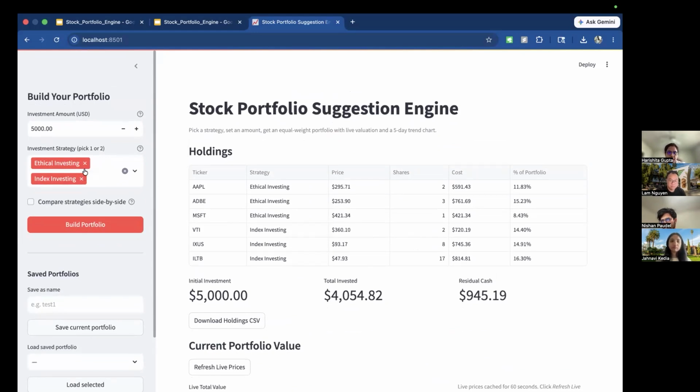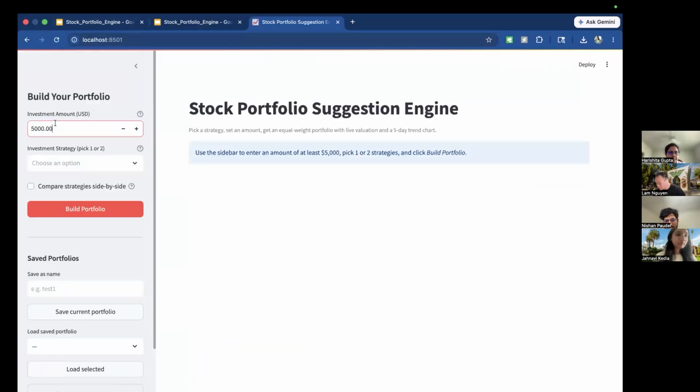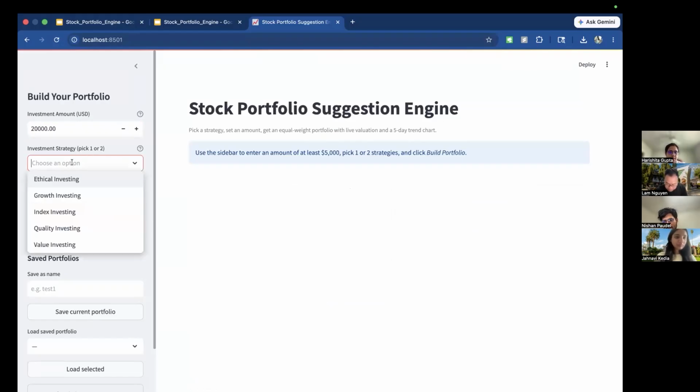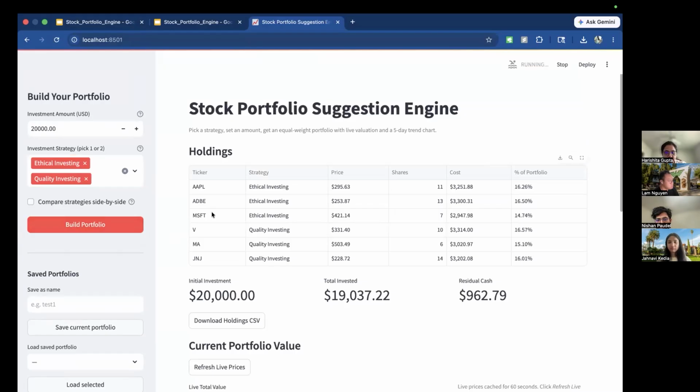So the next test case is about combining 2 strategies. For that, we'll refresh the page and enter an investment amount like $20,000. And we'll select the strategies, let's say ethical and quality. So we are trying to combine these two strategies. The engine combines both the pools, dedupes any overlapping tickers, and caps the result at 6 holdings.